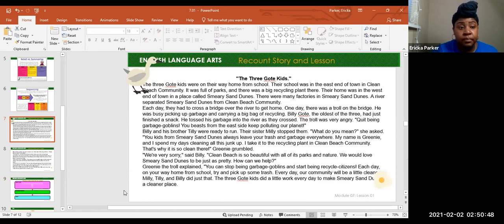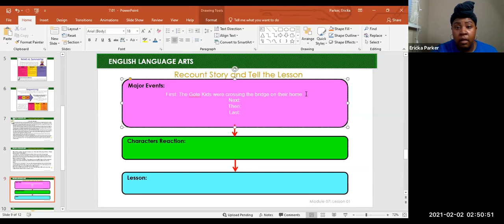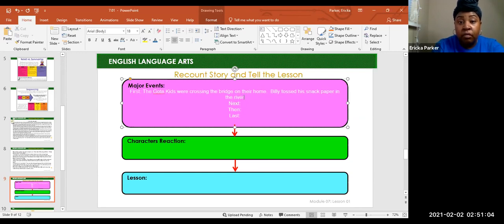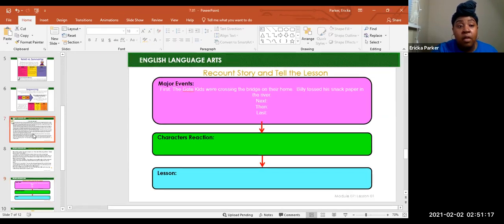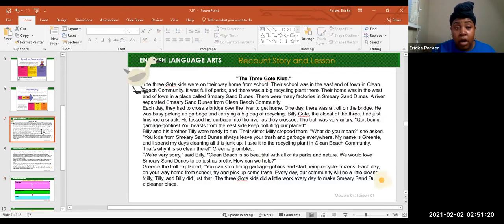Okay, so what happened? Billy tossed his snack paper in the river. Okay. Remember, we are retelling the story. Are we telling every single part of the story? No, we are telling the main events. We're telling those main details of what happened. So he tossed his snack in the river. Then what happened? What happened next?